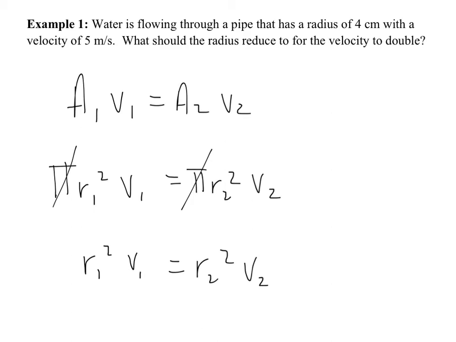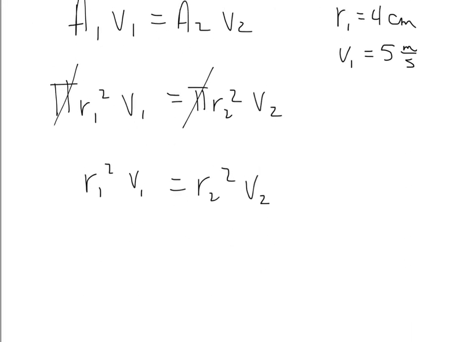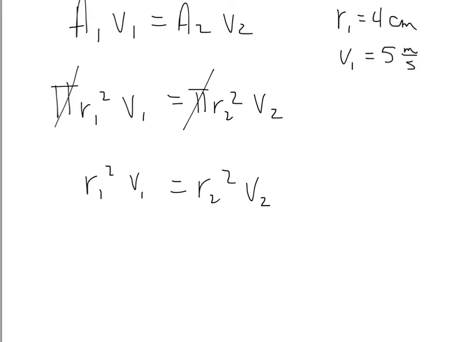So let's take a look at this one mathematically and see what our answer turns out to be. We know that the initial radius is 4 centimeters and the initial velocity is 5 meters per second at the first location in the pipe. So R1 I'm going to plug in. R1 is really 0.04 meters, times V1, which is 5.